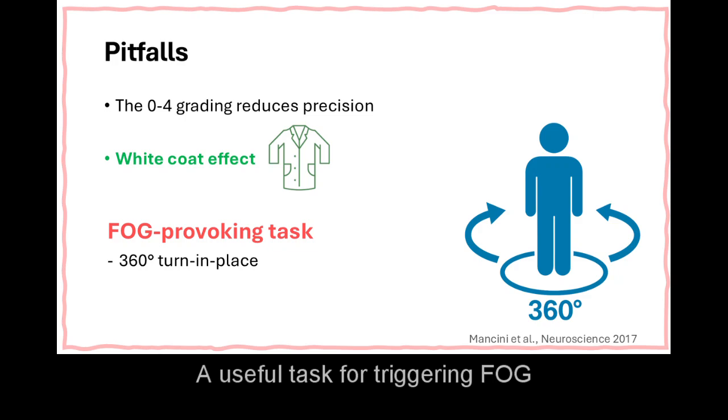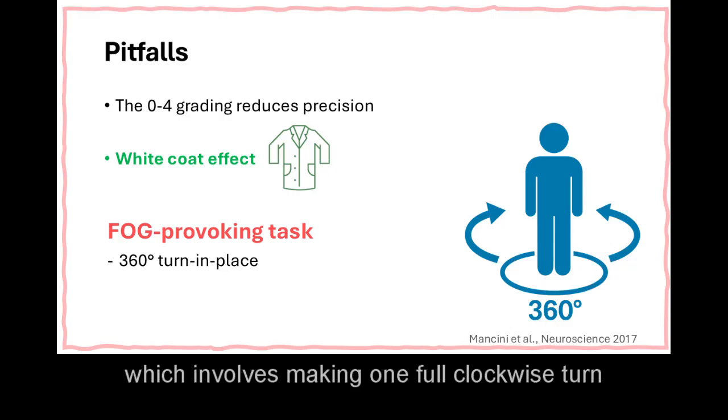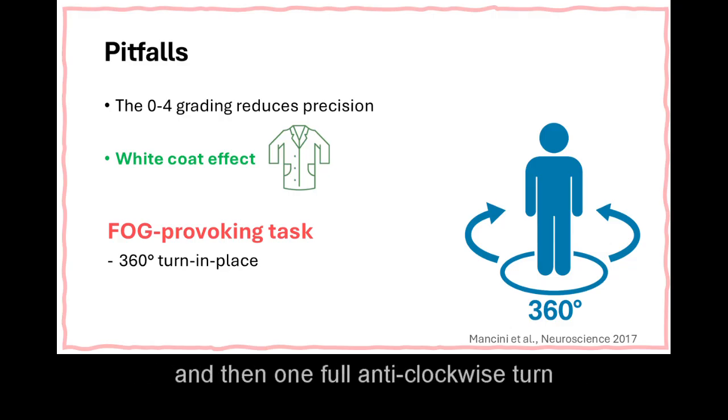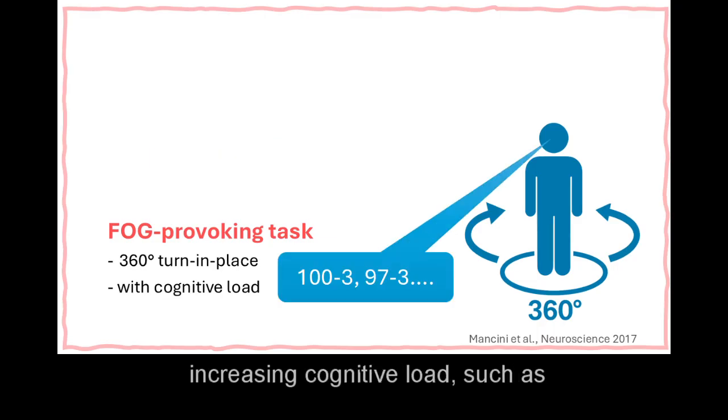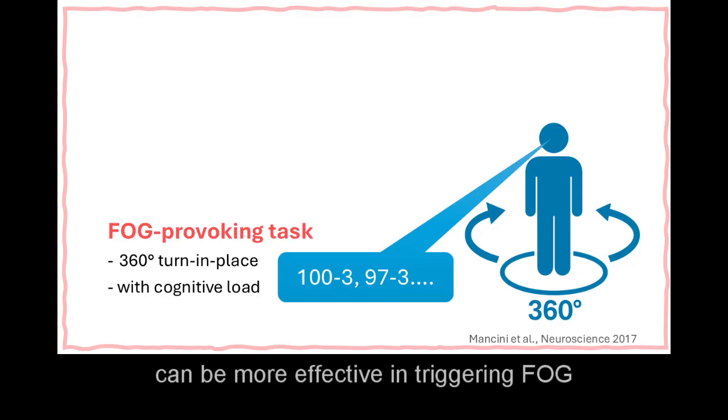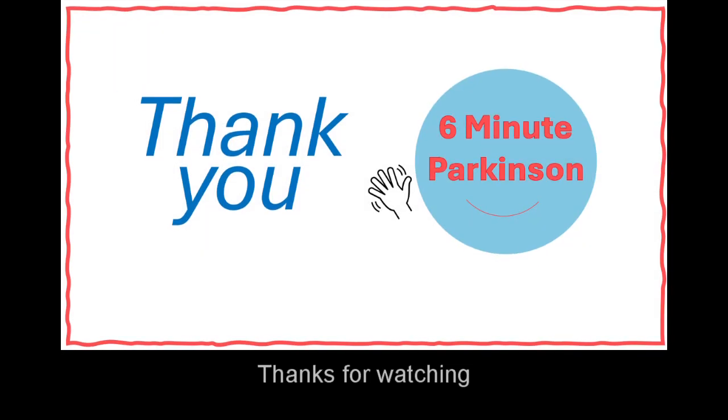A useful task for triggering FOG is a 360-degree turn in place, which involves making one full clockwise turn and then one full anti-clockwise turn, repeatedly for 1 minute. This can reliably trigger FOG. While performing the turning in place, increasing cognitive load, such as counting backwards from 100 by 3s, can be more effective in triggering FOG.